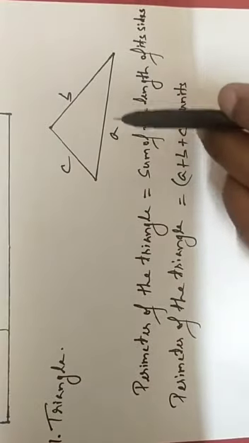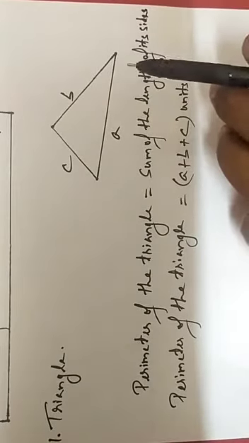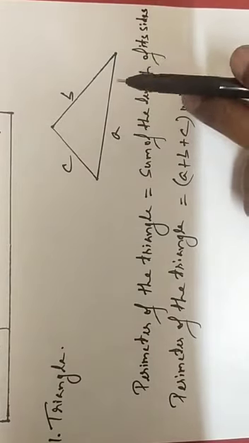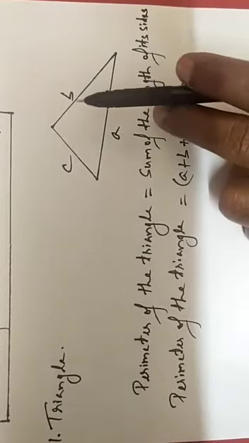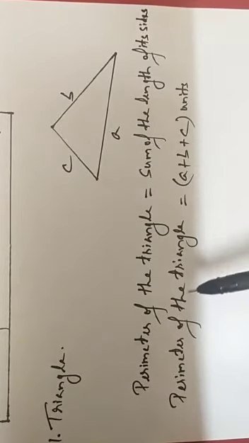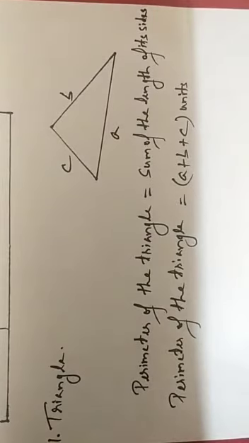Here you can see a given triangle having sides A, B and C. The perimeter of the triangle is the sum of all its sides. So if this side is A centimeter, this side is B centimeter and this one is C centimeter, the perimeter will be A plus B plus C. Did you understand? Finding the perimeter of the triangle means you just have to find the sum of the length of all the three sides.